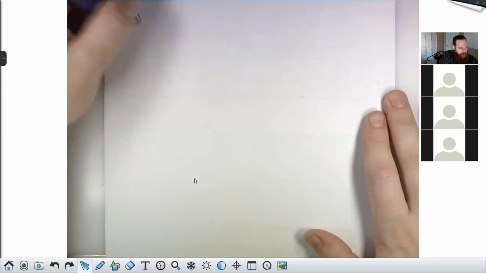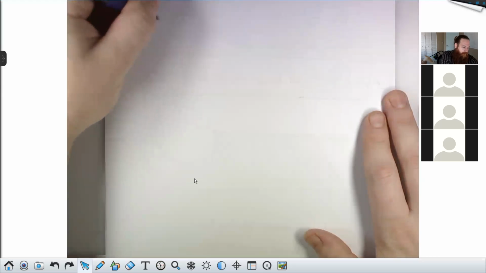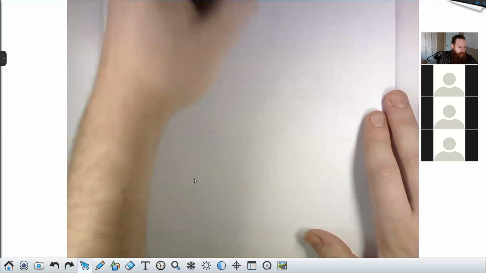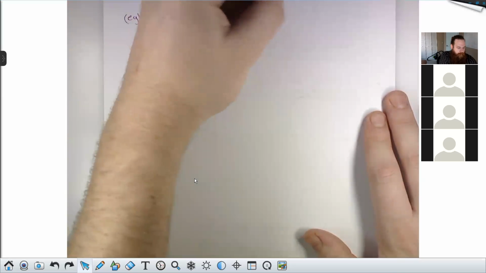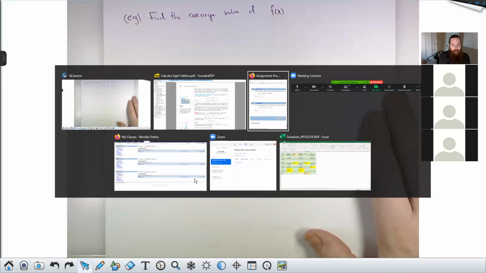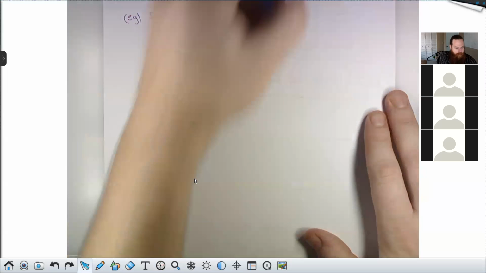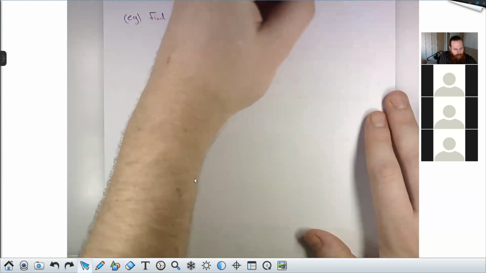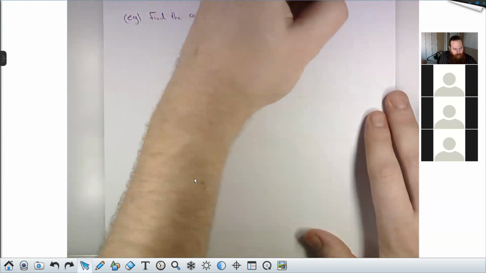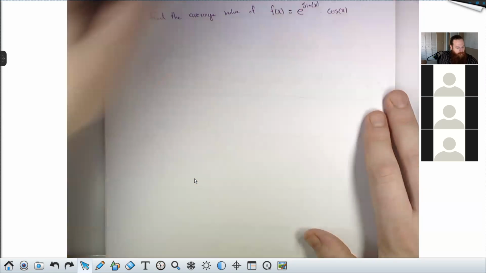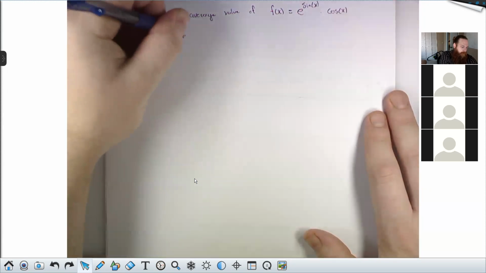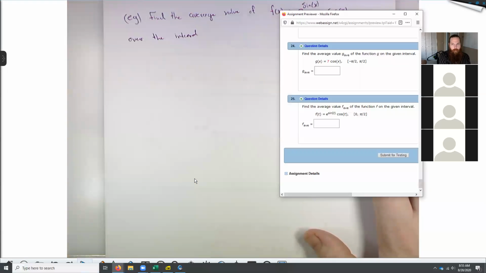So for example here, let's find the average value of f of x. I think it was e to the sine x times cos x. Yeah, or e to the, they used a t, I'll use an x. e to the sine x times cos x over the interval, what do we want, 0 to pi over 2? Yeah.